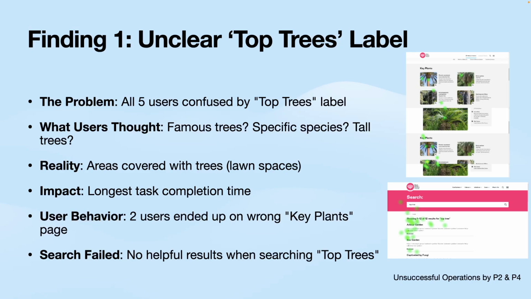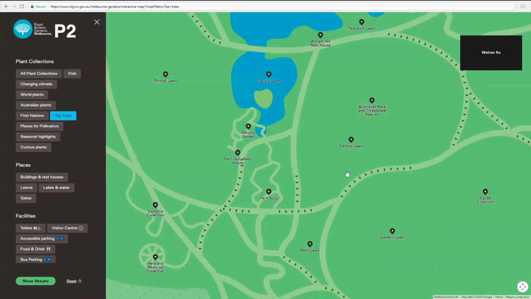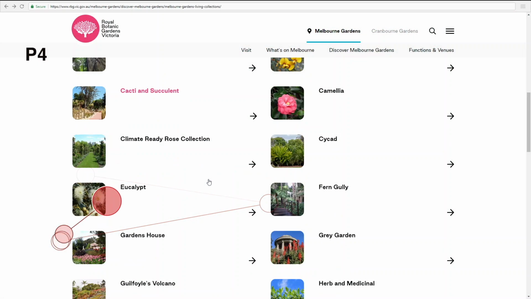So our first major finding was confusion around the top trees label. All 5 participants struggled to understand what this actually meant. It's actually just areas with lots of trees. I'm not quite familiar with top tree. Yeah, I've never heard about it. When I try to get some information about the top tree, it's hard to do that. I think finding a specific kind of tree is easy here, but I don't know what top trees are.